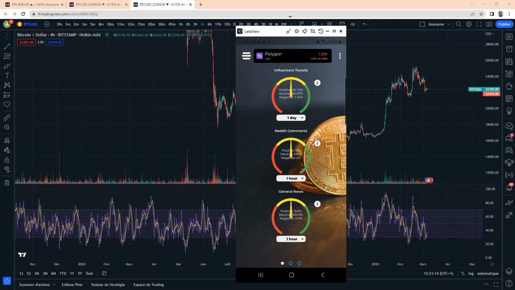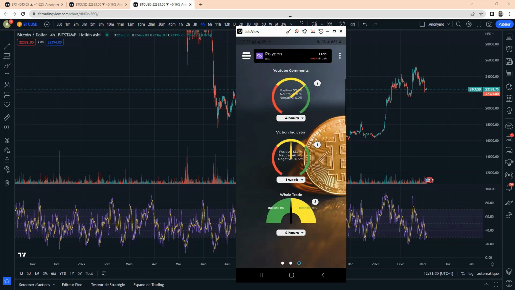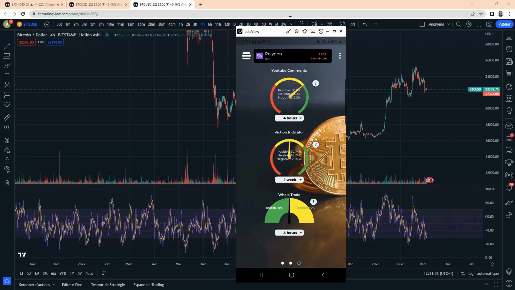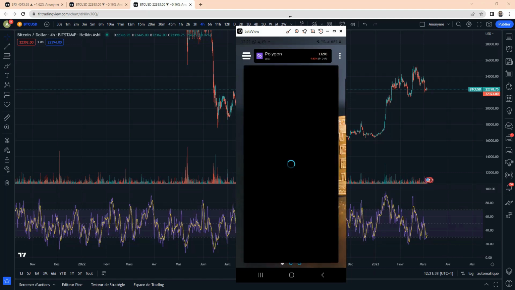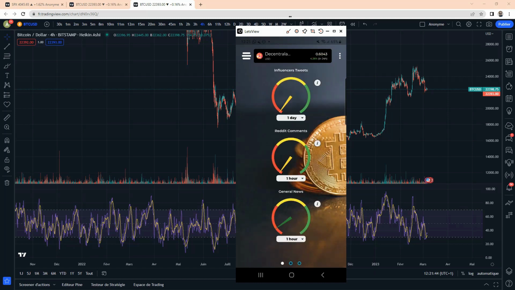we collect the data, except the Fear and Greed, which is only available for Bitcoin. As I said, we didn't develop this indicator. So we have the influencers, the Reddit, the general news, YouTube comments, the Viction indicator, whale trade, bullish, bearish, and so on. For each coin, we have most of these indicators. You can choose whatever coin in there, and you will have this to get a real grip on what's going on in the market. As you can see, right now, for Decentraland and Mana, there's something positive in the mainstream media.